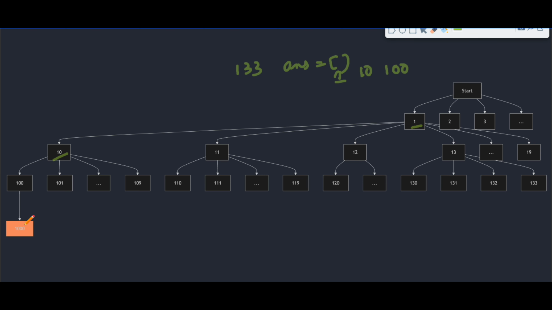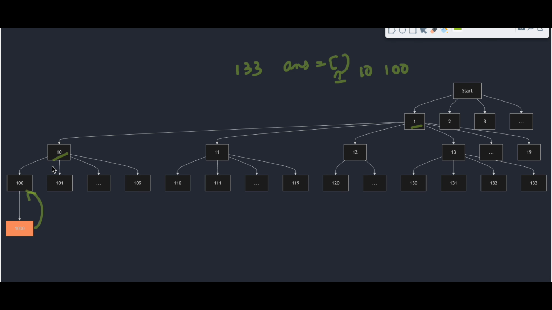This time we will get 1000, and this time we have to backtrack because 1000 is more than 133. And then we come back to 100. We have already processed 100, right? So now we backtrack to 10. So now we will go to its siblings. At any point, there will be 10 siblings at each level for a number. For example, for 10, we have numbers from 100 to 109. Similarly, for 11, it is 110 to 119, and so on.